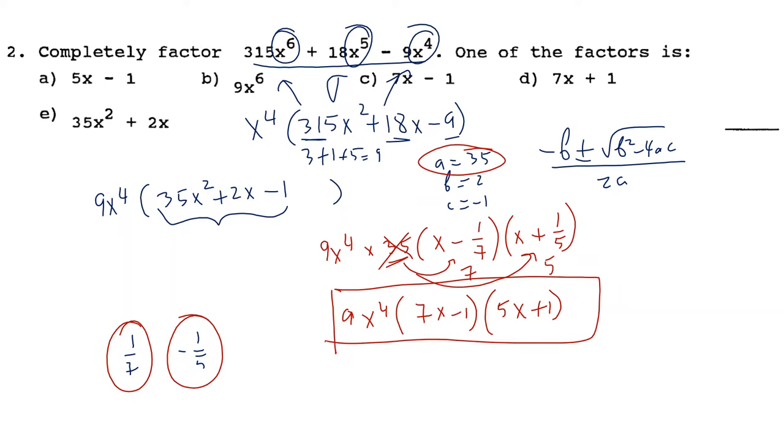And now I have to look through the answers, and I see 7x minus 1 as the answer, one of the factors. So again, quadratic equations: as long as it has 3 different terms as a trinomial, chances are it is a quadratic equation, 99% of the cases. So you have to turn the given difficult looking trinomial into a quadratic equation.